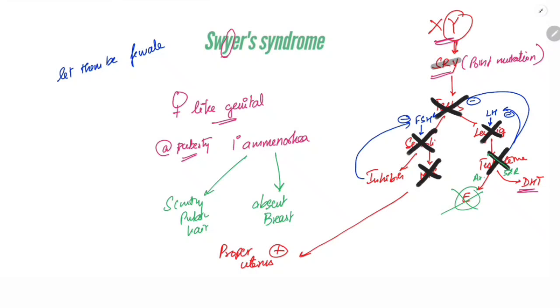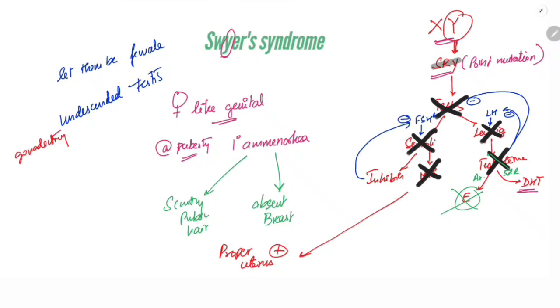Regarding the gonads, there will be presence of a dysgenetic testis, and that too it will be an undescended testis. So undescended testis means now what we have to do? We have to do gonadectomy.